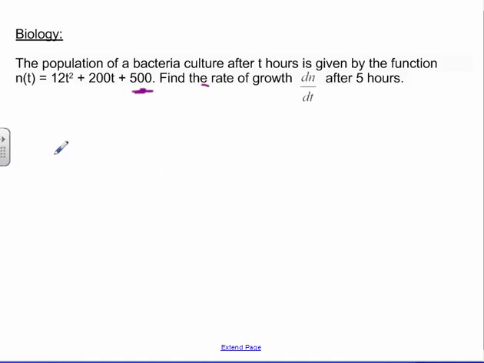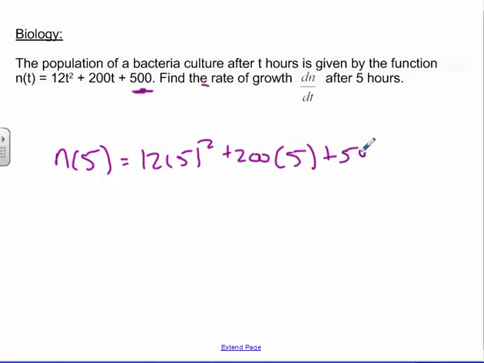Let me see if I can make sure it's clear on this. If you were just to plug in 5, this value right here just tells you how many bacteria you have. So I'm going to do 12 times 5 squared plus 200 times 5 plus 500. At this point, you'd have 1,800 bacteria.